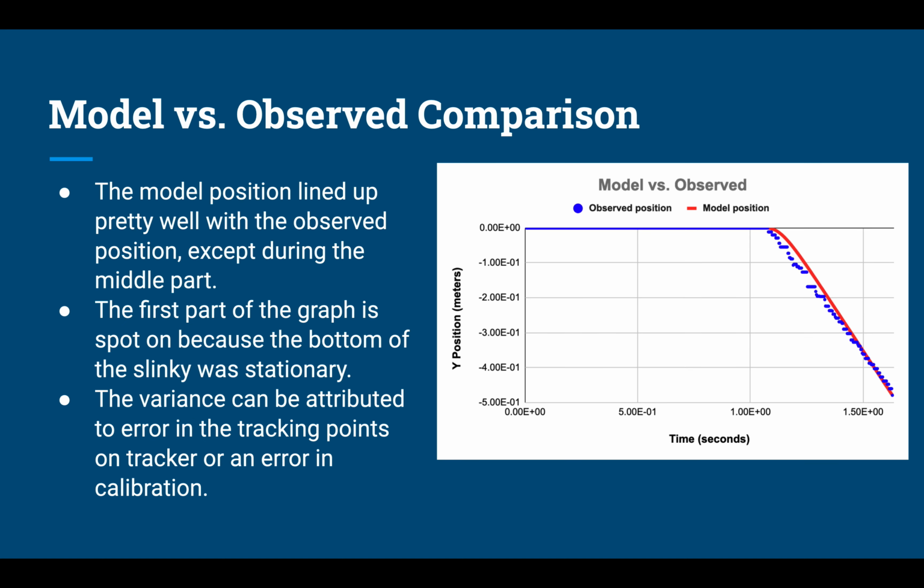So this is what we got. This is the model versus observed comparison. On the right, you can see the graphs. The model position lined up pretty well with the observed position, except during the middle part. The first part of the graph is spot on because the bottom of the Slinky was stationary, so obviously this is going to match up the whole way through. But the variance can be attributed to error in the tracking points on Tracker or an error in calibration.